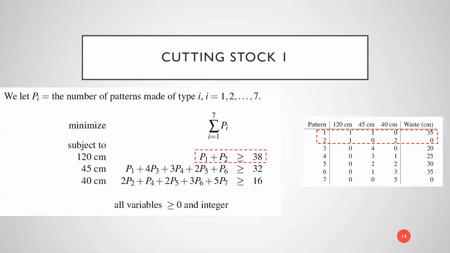But in the case of, let's say, the 45 centimeter width product, each pattern number 3 produces 4 of it. And this is the situation that you can see in constraint number 2, 4 of P3. And based on the same logic again, we will develop constraint number 2 and constraint number 3. And all of the variables should be integer and equal to or greater than 0.